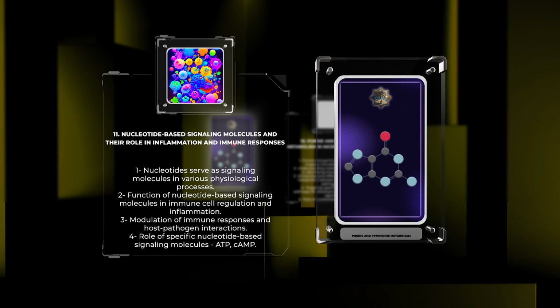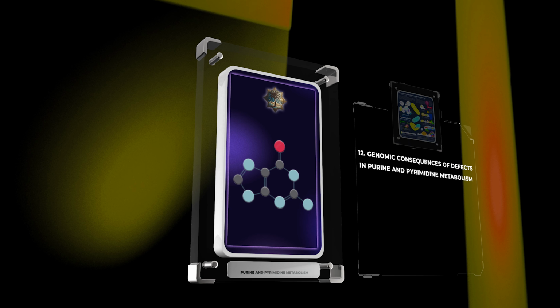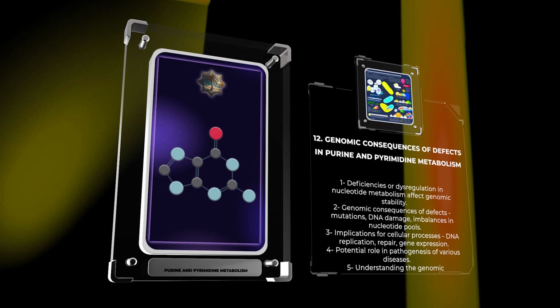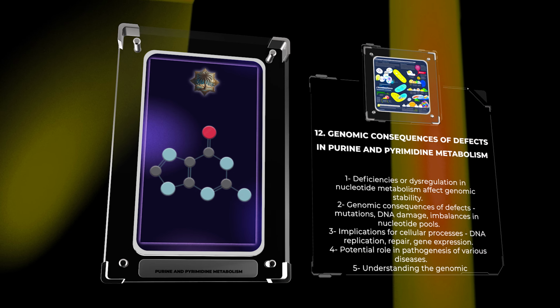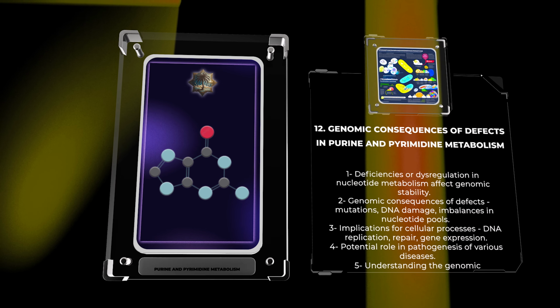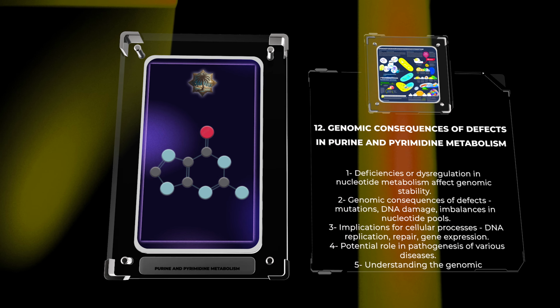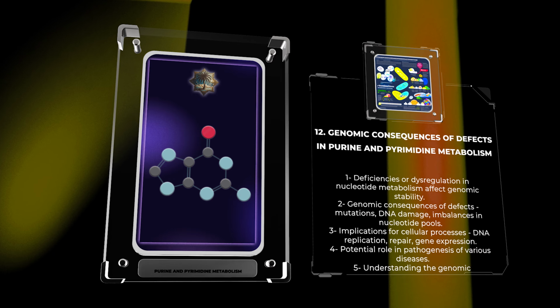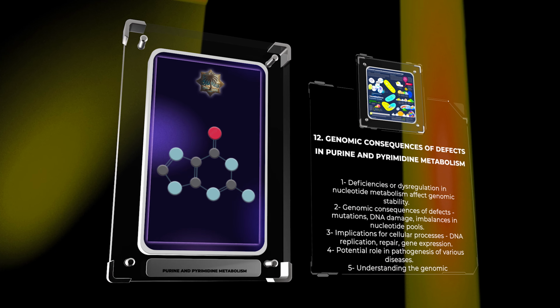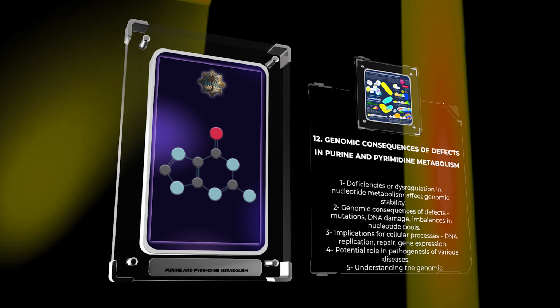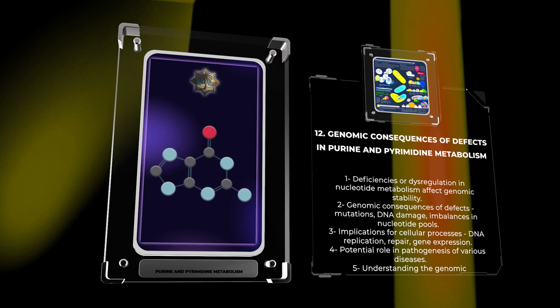Lastly, let us wrap up our comprehensive discussion by exploring the genomic consequences of defects in purine and pyrimidine metabolism. Deficiencies or dysregulation in purine and pyrimidine metabolism can have profound effects on genomic stability and function. This topic examines the genomic consequences of defects in nucleotide metabolism, including mutations, DNA damage, and imbalances in nucleotide pools. We will discuss the implications of these genomic alterations for cellular processes, such as DNA replication, repair, and gene expression, as well as their potential role in the pathogenesis of various diseases.